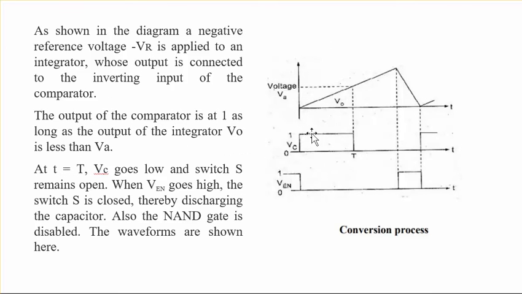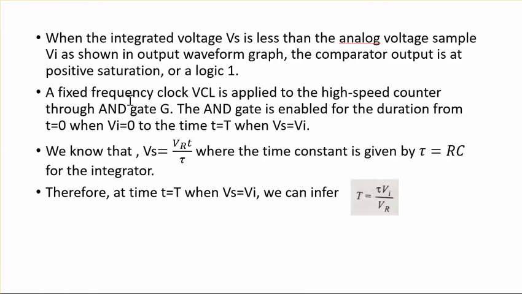So this is the control voltage, which is at logic 1. A fixed frequency clock, that is the VCL, is applied to a high speed counter through the AND gate G. The AND gate is enabled for the duration when t is equal to 0 and Vi is equal to 0 up to the time T. So until the fixed time instant, from 0 to T, it is going to be enabled.